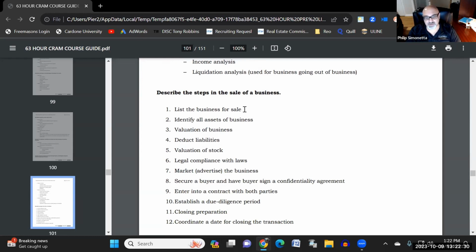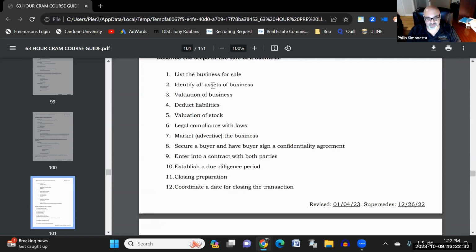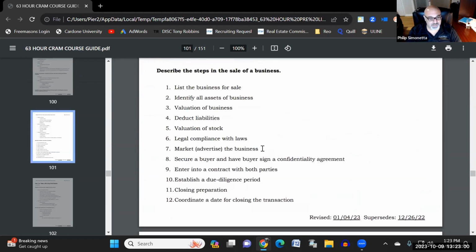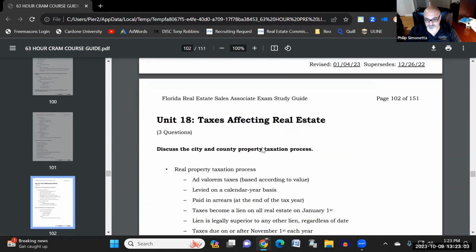And then the steps in the sale of a business. You have to list the business for sale, identify all the assets, valuations, deduct the liabilities, valuation of stock, legal compliance with the laws, make sure that all the EPA and all that stuff is good, depending on what it is. Market and advertise it, secure a buyer. Buyer's got to sign a confidentiality agreement before you go over everything with them. Show them the numbers, right? Enter in a contract with the parties. Establish a due diligence period, closing preparation, coordinate a closing date, right? And that is the end of section 17.